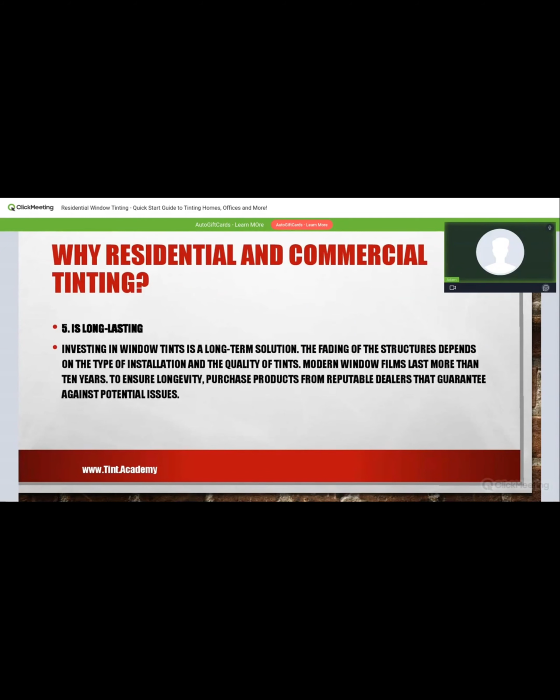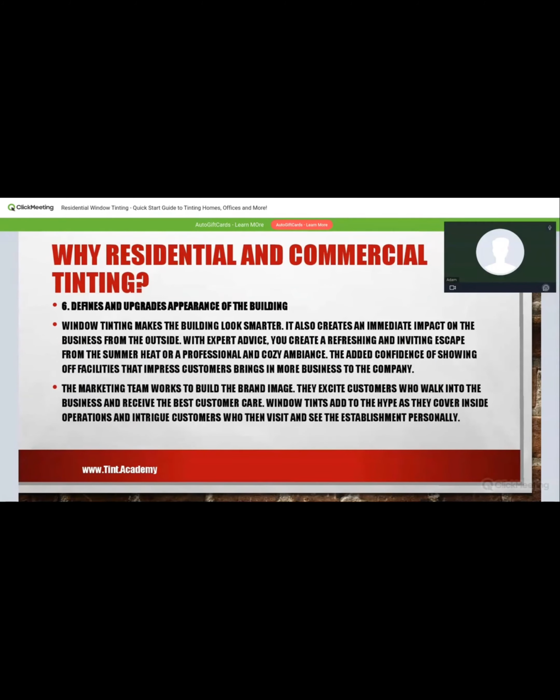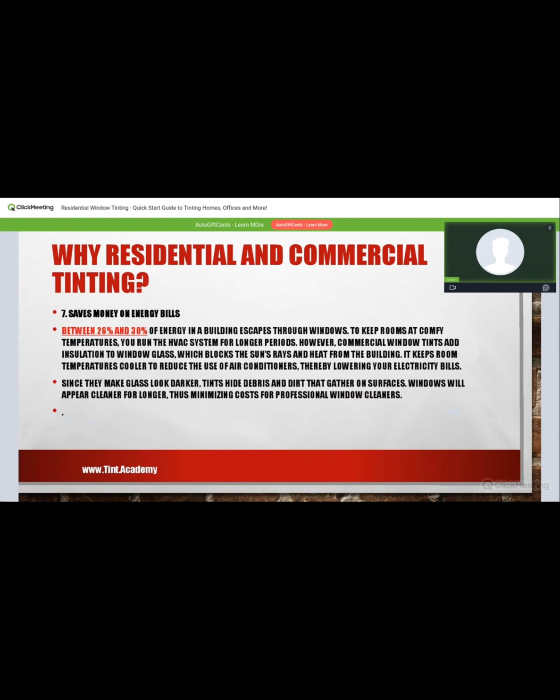Next, it's long lasting. So this tint is going to last 10 to 15 years. It's going to be a good look for that 10 to 15 year mark. It defines and upgrades the appearance of the building. So I personally think it makes the building, or the house, look a lot more modern. It gives it a modern, sleek look that increases the value of the home.